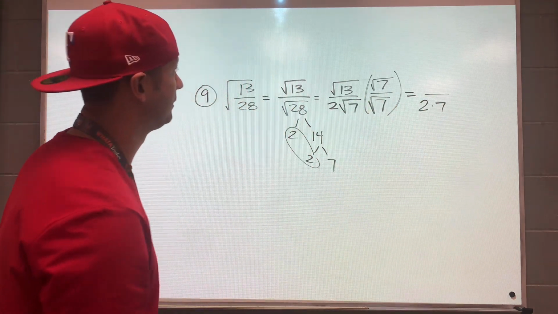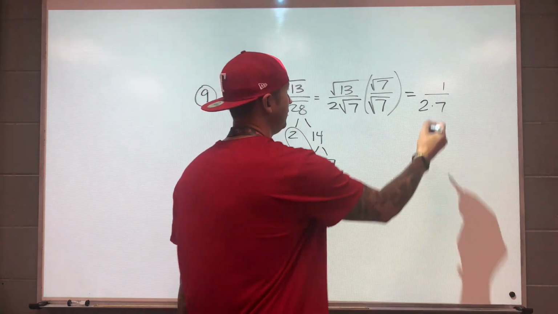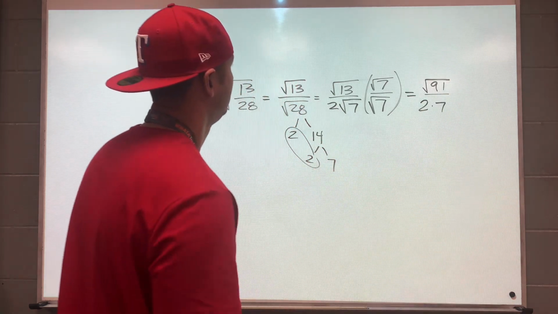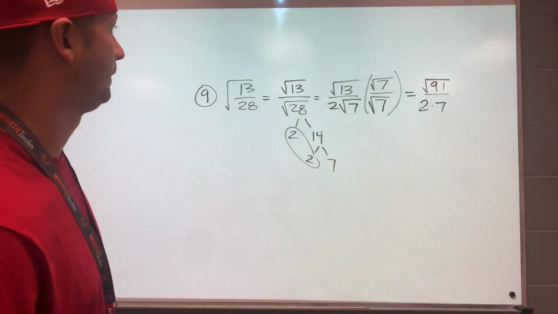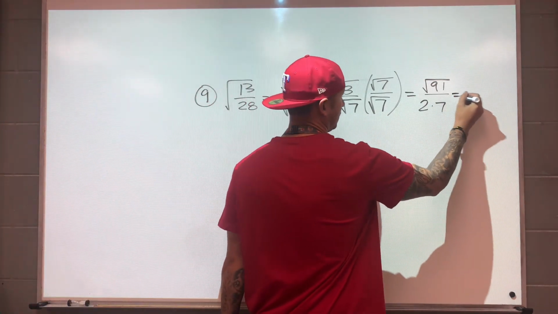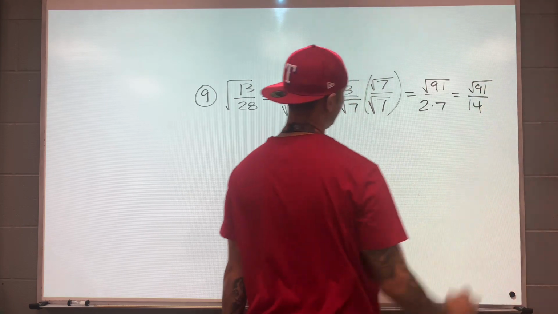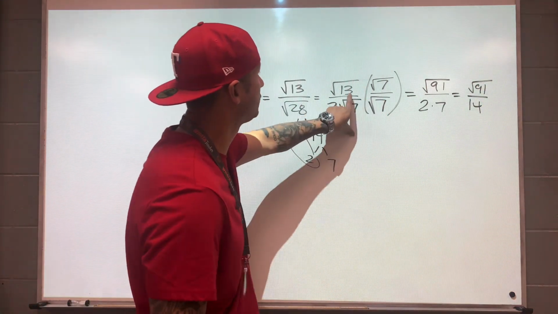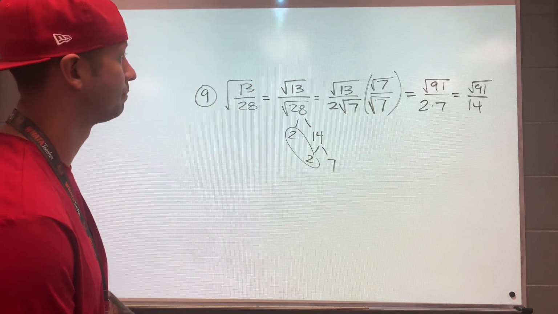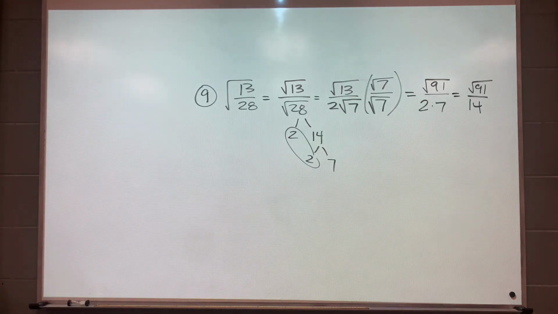7 times 13. 21, carry the 2. So root 91. So 7 times 3 is 21. Carry the 2, 7, 8, 9. 91, root 91 over 14. Right.